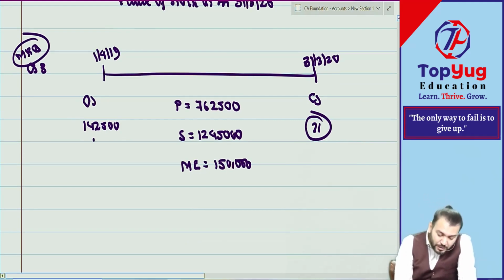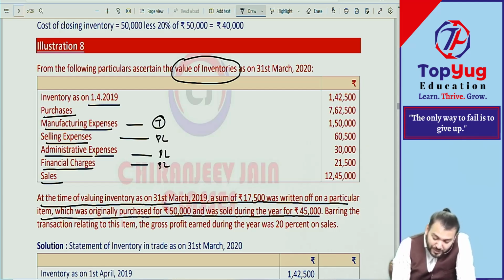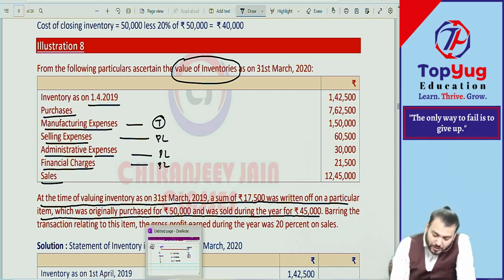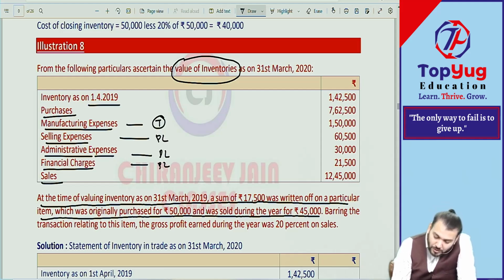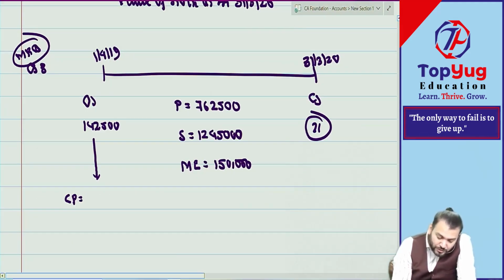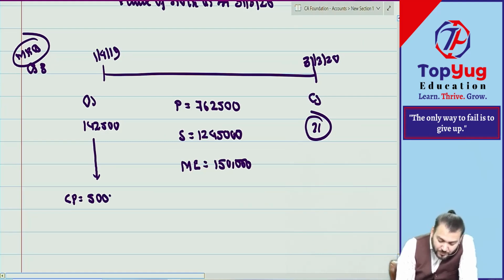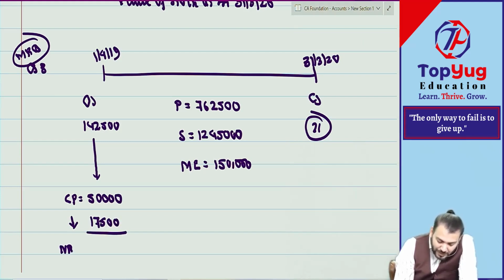Now they have given that while valuing inventory on 31st March 2019, meaning last year's closing stock, this year's opening stock, there was some stock whose cost price was how much? A sum of 17,500 was written off on a particular item which was originally purchased for 50,000. Means the cost price was how much? Which is written down by how much? Means what is the NRV? How much? 32,500.